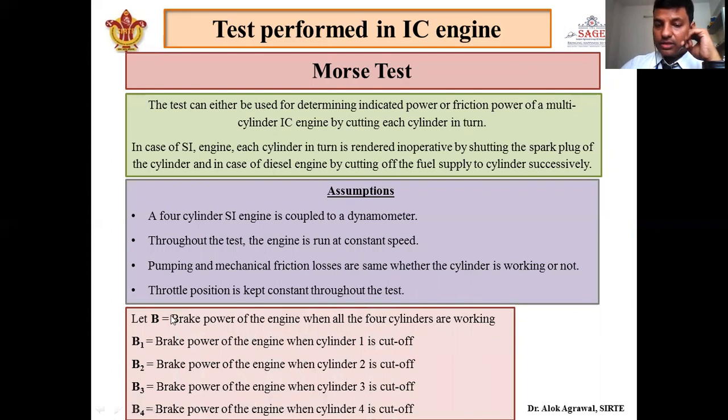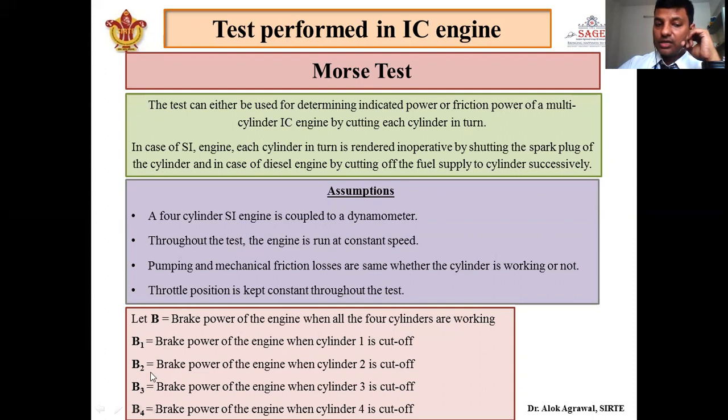Now let capital B be the brake power of the engine when all four cylinders are working, meaning when sparking is occurring in each and every cylinder, the total brake power generated is capital B. Now here comes the trick: B1 is the brake power when we make cylinder number 1 inactive and the remaining 3 cylinders are working, meaning they are all producing energy. Sparking is occurring in cylinders 2, 3 and 4, but in cylinder 1 we are not sparking, by cutting off the connection.